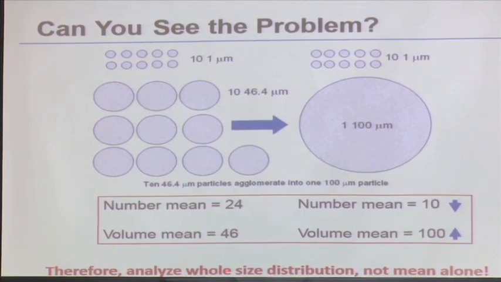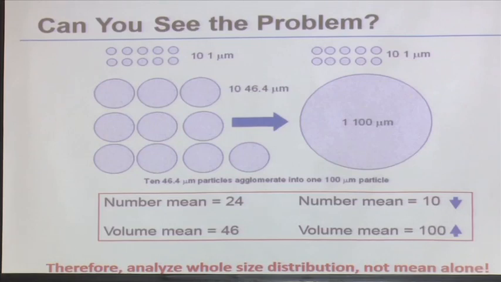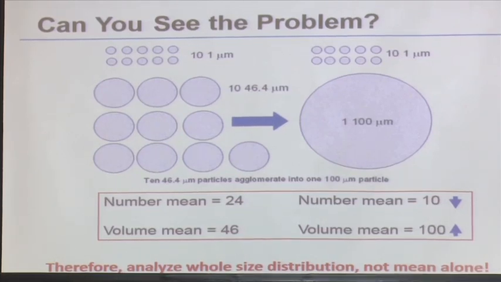So, my message is therefore analyze the whole size distribution, not the mean alone. So, do not get only the D50 value, it does not give you the actual picture. Measure the entire size distribution, that is what I want to stress, because otherwise you do not know in which direction the mean is changing and what mean you are talking about. So, better to have the total size distribution data.